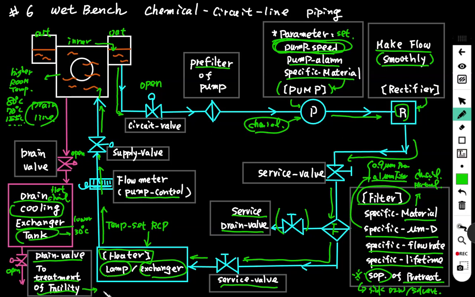To do the chemical reaction to make the chemical non-hazardous, and then it goes to a treatment vendor company to take care of it.